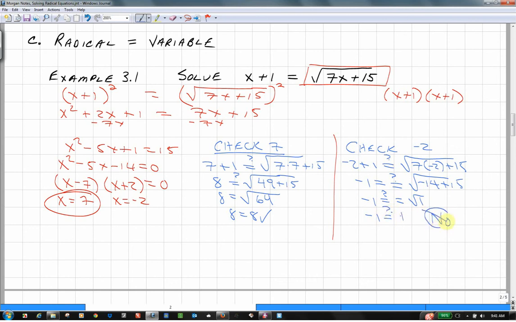So anytime you see a negative on the outside of a square root like that, you pretty much know it's going to be extraneous, right? So this is not a good solution, and my answer is x equal to 7. That's the only one I have. This would be extraneous.